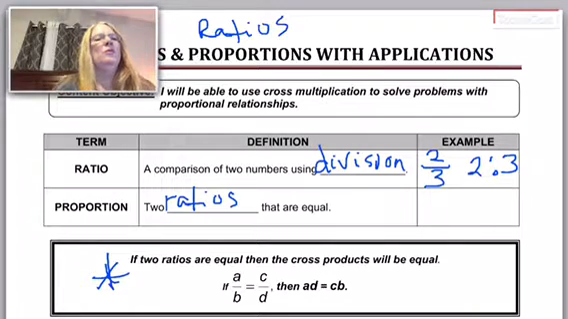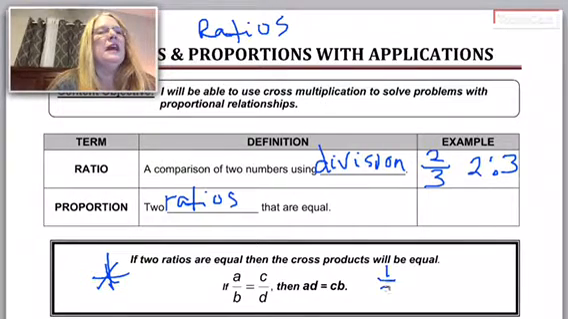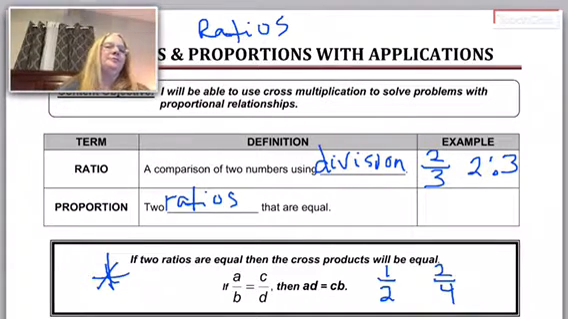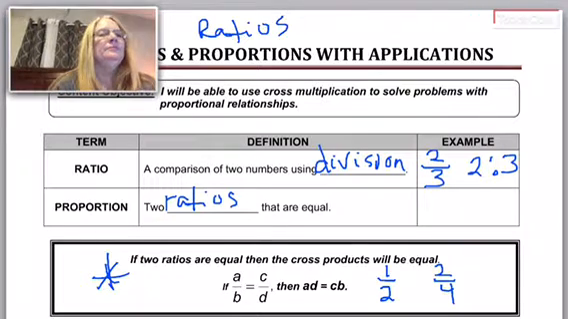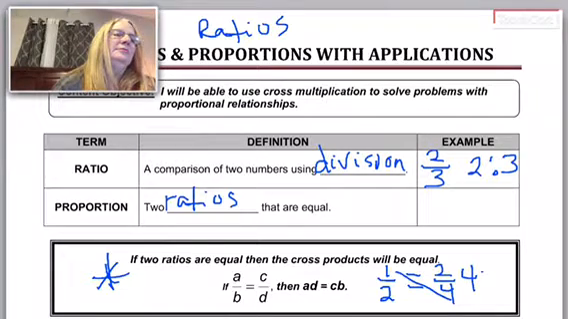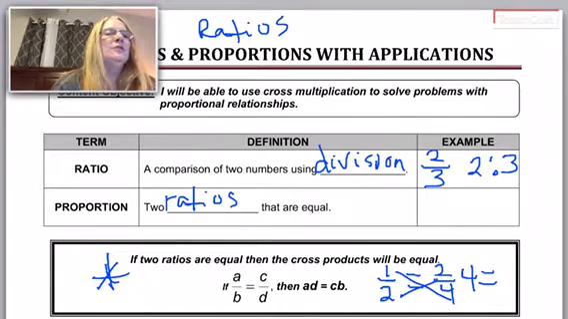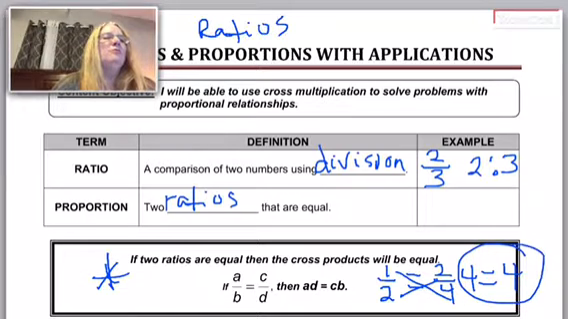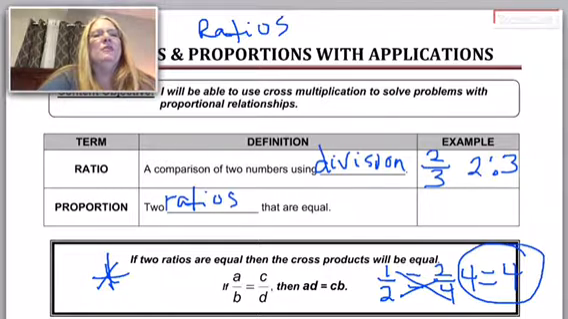So for example, we know that 1/2 and 2/4 are equivalent fractions. So if we set this up as a proportion, we set them equal, and we would cross multiply, and we would say 1 times 4 is equal to 2 times 2. So that is what we mean by their cross products are equal. And we can use this rule in math to solve a lot of equations.